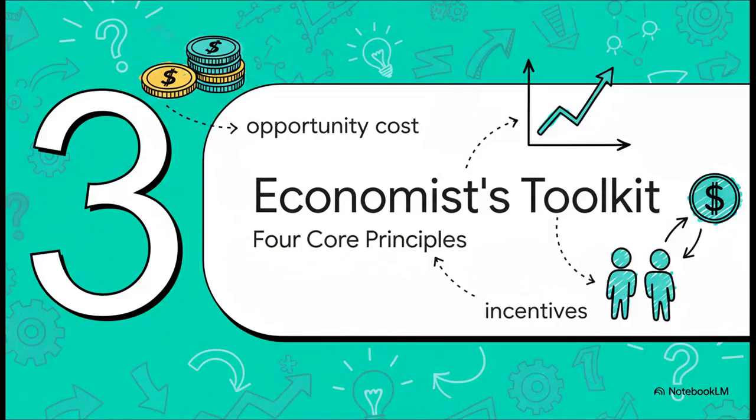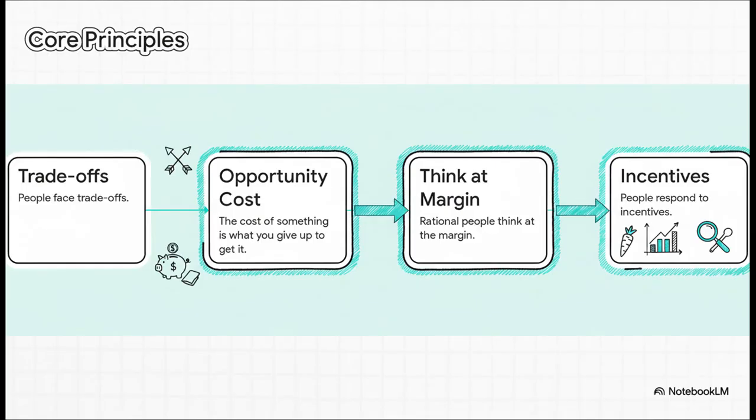Okay, so we've got our focus, micro, and we know how to separate our facts from our feelings. Now it's time to open the toolkit and check out the fundamental rules of the road for economic thinking. According to our lecture notes, pretty much all of microeconomics can be boiled down to these 4 ideas. 1, there's no such thing as a free lunch. Everything involves a trade-off. 2, the real cost of something isn't the price tag. It's what you had to give up to get it. We'll talk more about that.